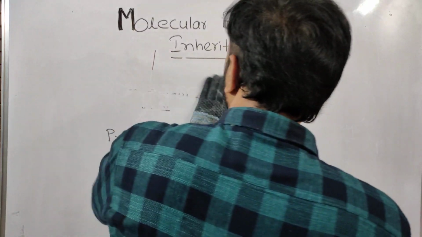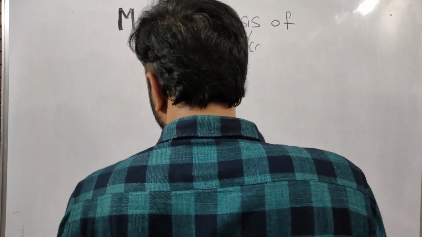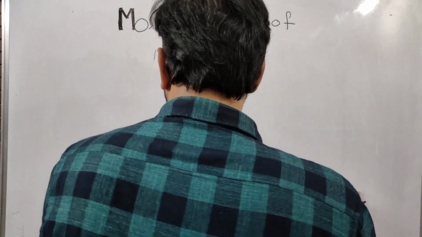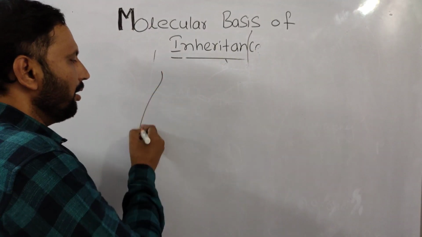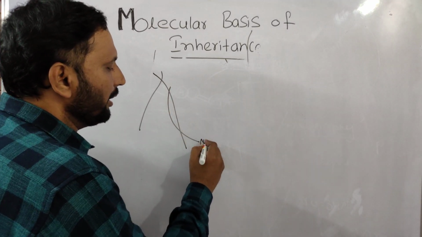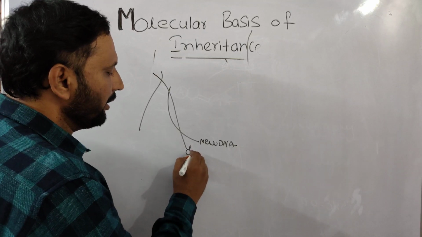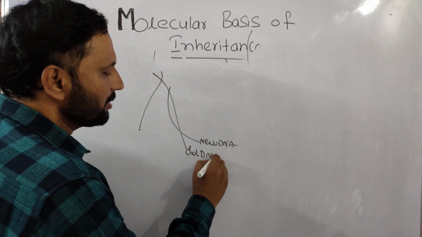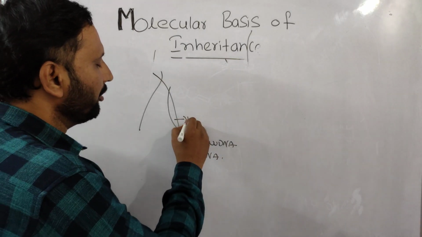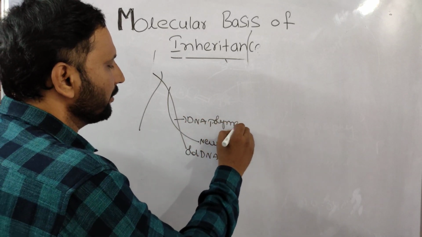So when you take the DNA, two functions are there: autocatalysis and heterocatalysis. Autocatalysis means new DNA is always forming from older DNA. That is called autocatalysis, in the presence of DNA polymerase.